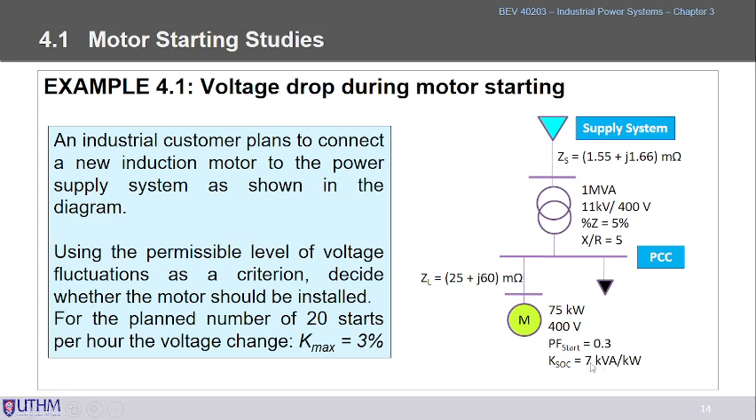So it's stated here 7 kVA per kilowatt. That means it requires 7 kVA of apparent power per kilowatt of the motor. In this case we have 75 kilowatts, so we multiply by 75, then we know how much apparent power is required during starting. Okay? So this is only during starting.